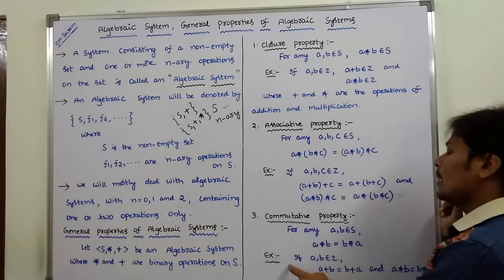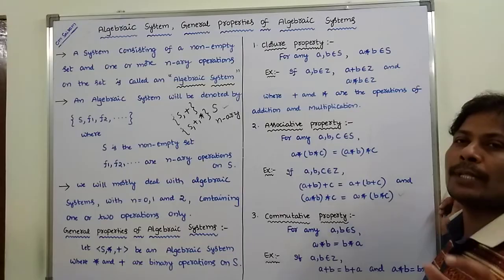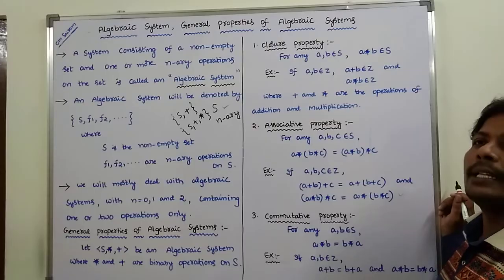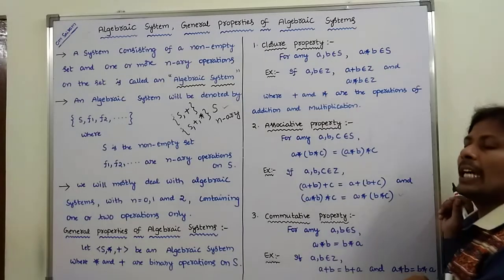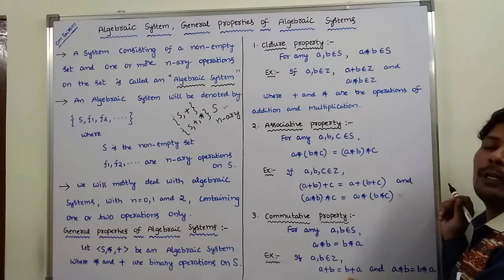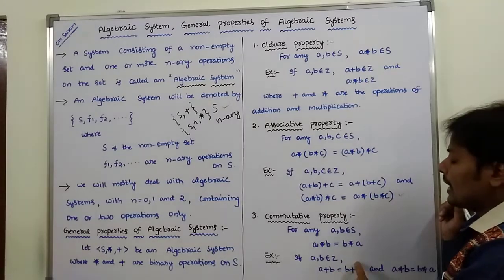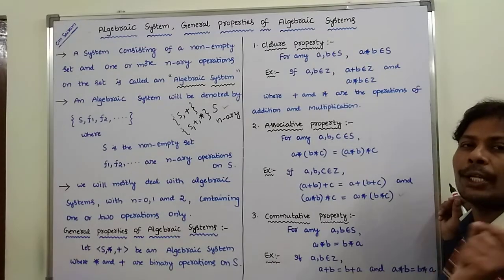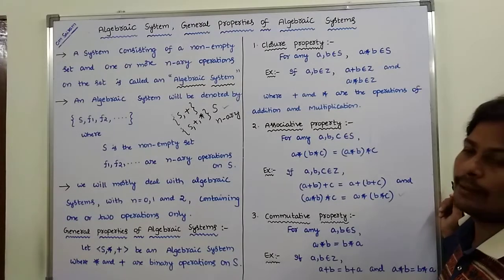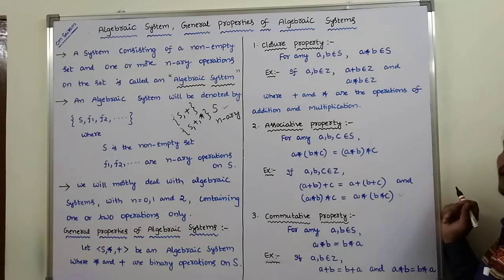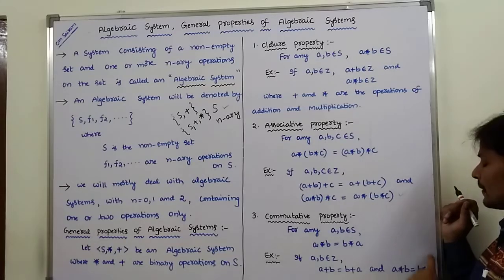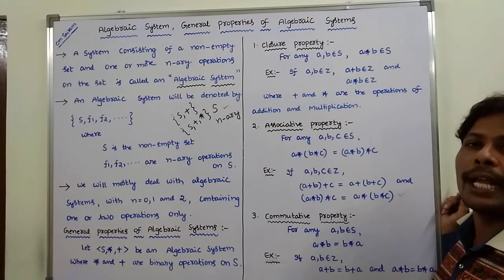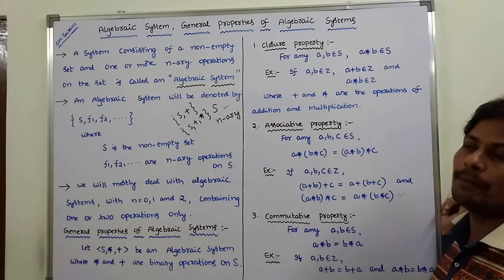For example, we take any two elements from the non-empty set Z, that is, A comma B belongs to Z. Then it satisfies the following condition: A plus B is equal to B plus A. If the condition is satisfied, the addition operation plus is commutative on the non-empty set Z. And A star B is equal to B star A. If this condition is satisfied, the multiplication operation is commutative under the set Z.